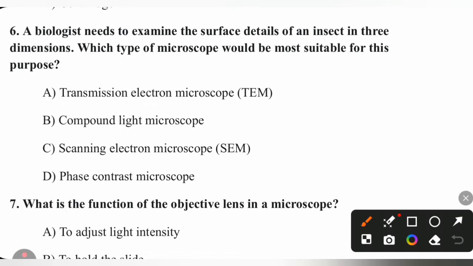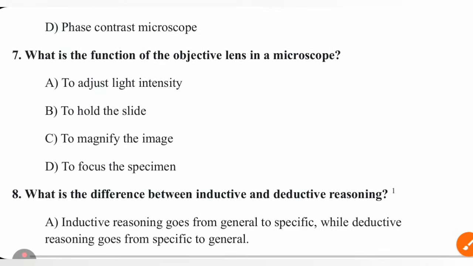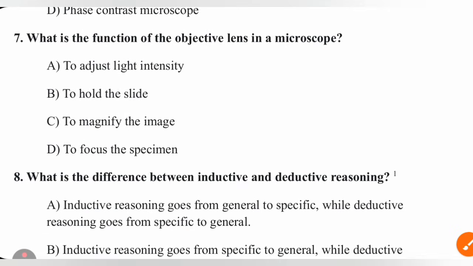In 3D, the answer must be scanning electron microscope. Number 7, what is the function of the objective lens in a microscope? A, to adjust light intensity. B, to hold the slide. C, to magnify the image. D, to focus the specimen.